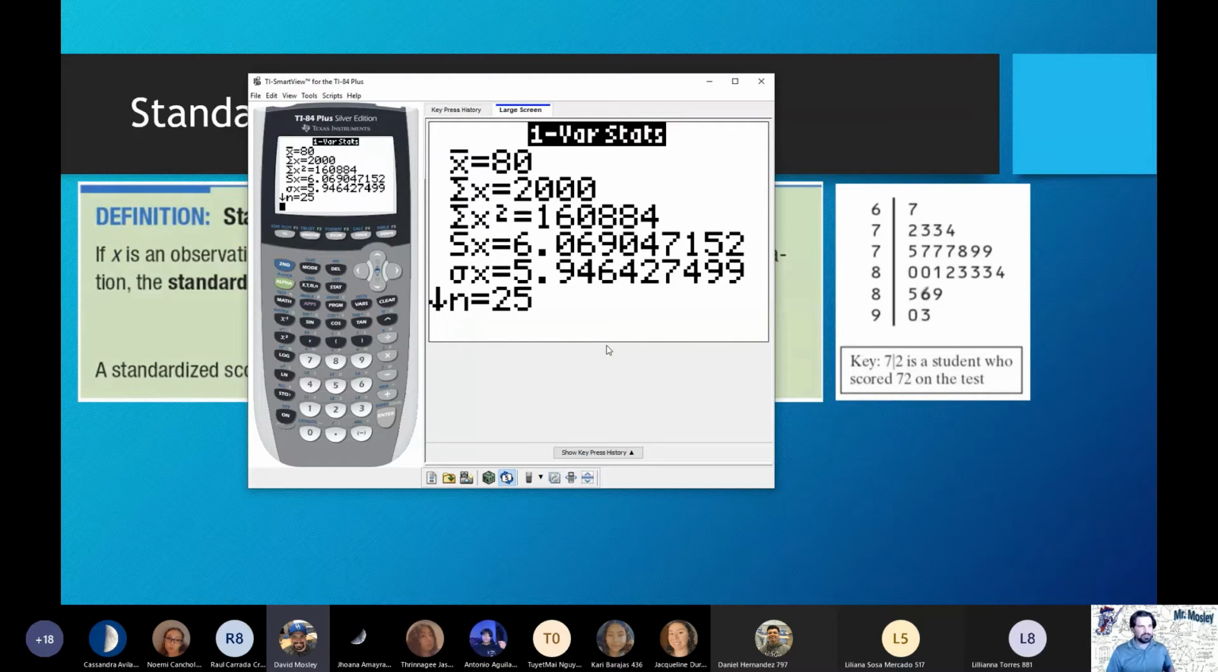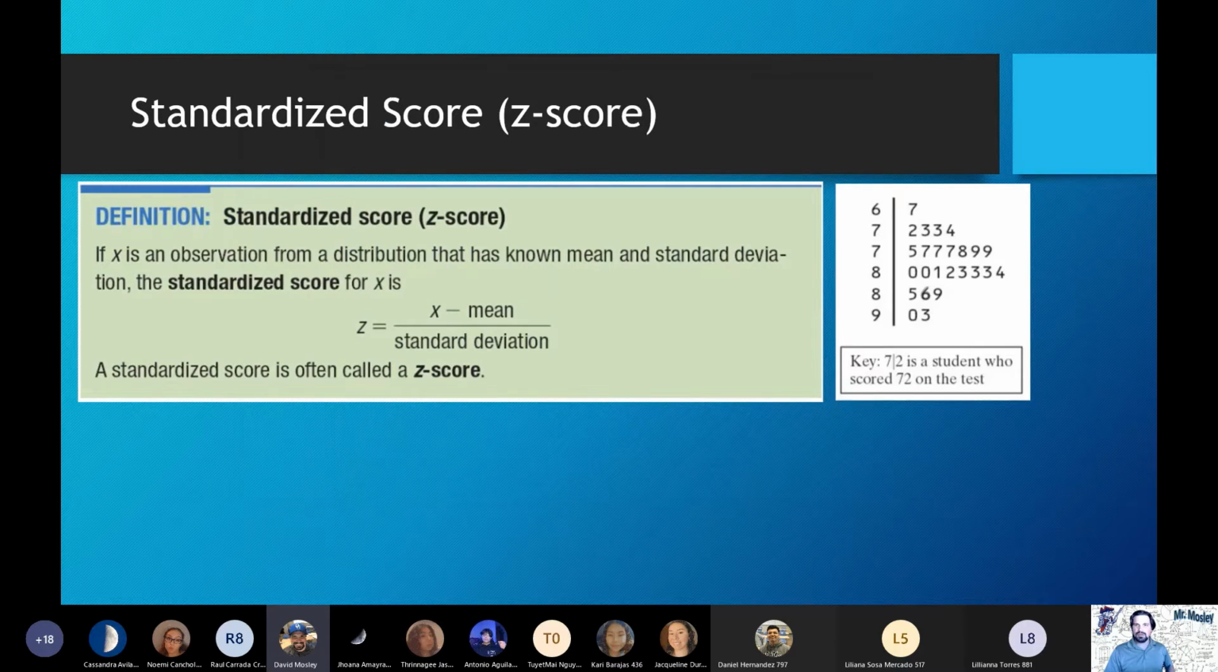We just simply put the data points, all 25, into the graphing calculator, starting at 67, ending at 93. We got our data. So we'll write this down. We had a mean, our x bar was 80. Our standard deviation, the s sub x, was approximately 6.07.